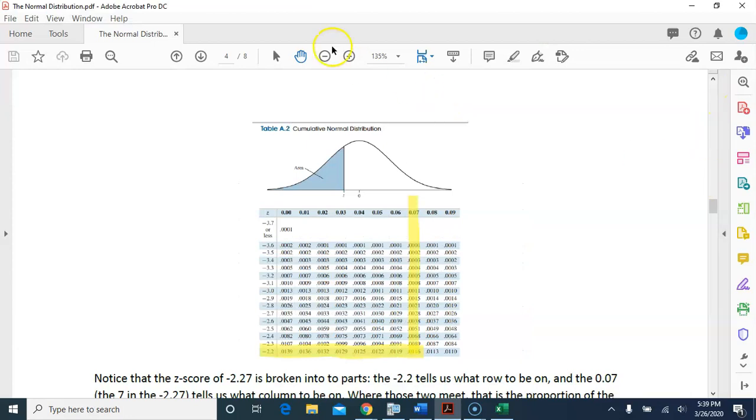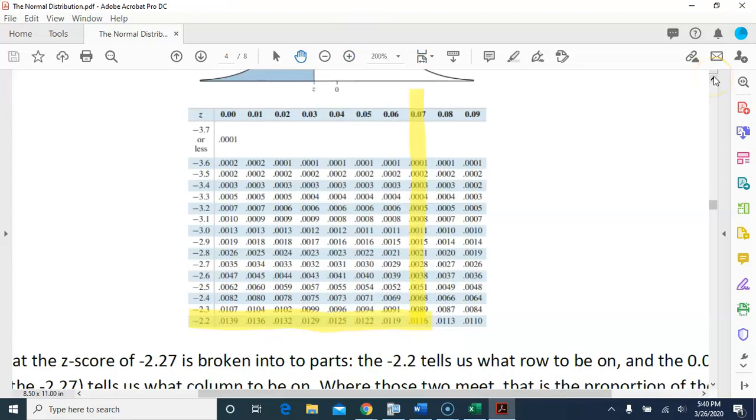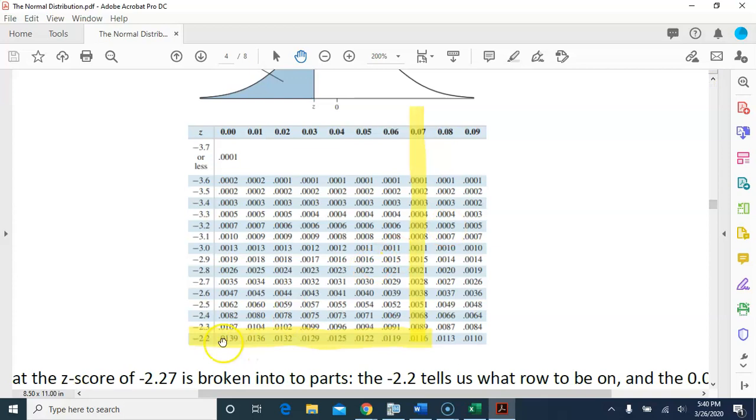Okay, so let me zoom in here a little bit on how we're looking at this table. We've got a z-score of negative 2.27. So right here is our negative 2.2. And since it's negative 2.27, we come to this column here with the 0.07. And the number right there on the table is 0.0116.